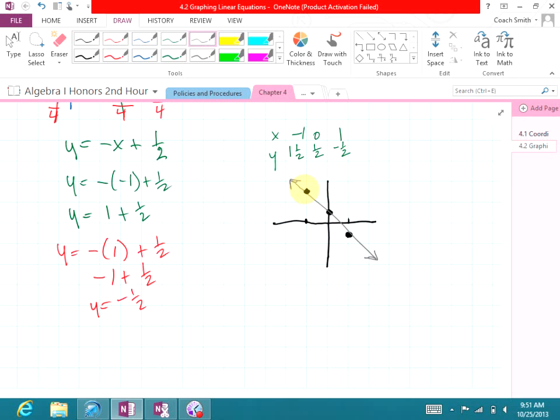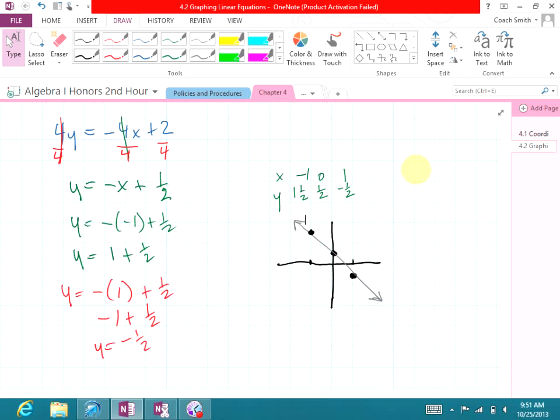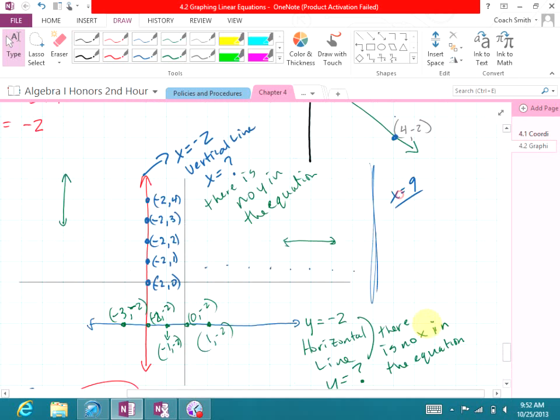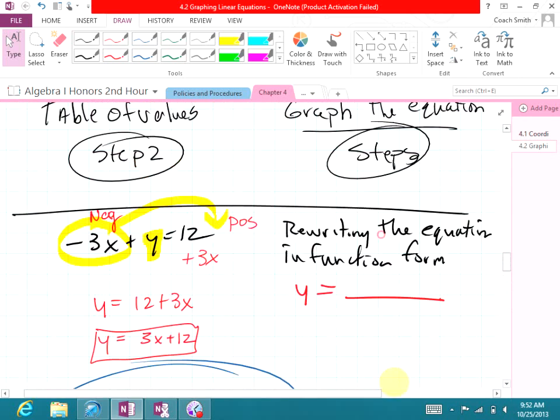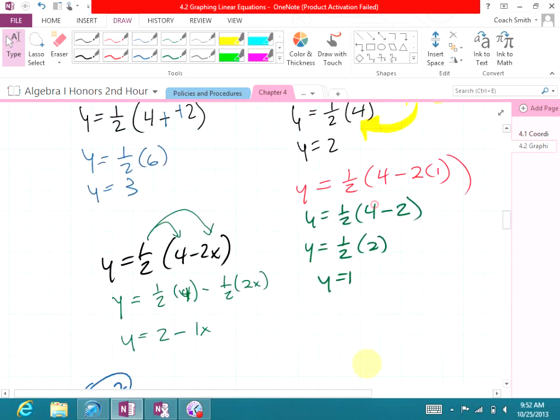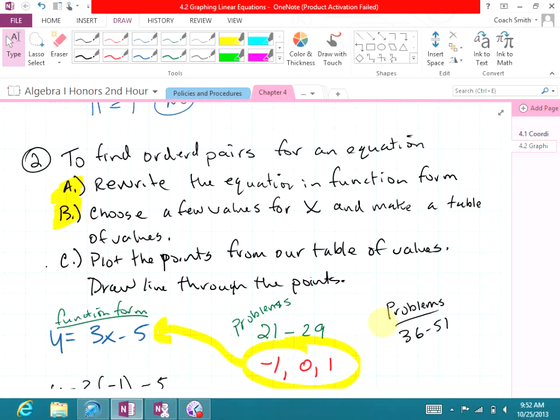Okay, so that's a problem where you had to do all three steps. Step 1, rewrite it in function form. Step 2, come up with the values. Step 3, plot the values and draw your line. Okay, because that's the other reason, Zach, we draw a line: up here yesterday, right there, we drew a line through the points. That was step 3. Okay?